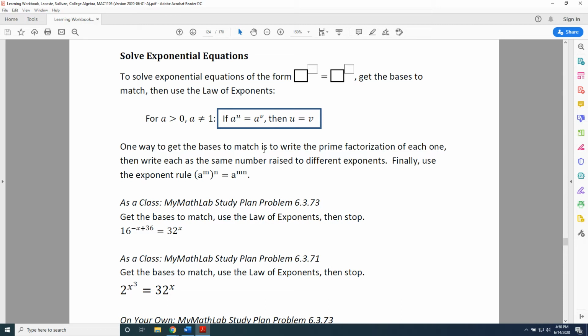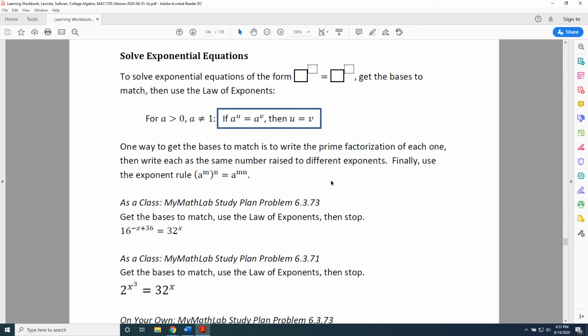One way to get the bases to match is to write the prime factorization of each one, then write each as the same number raised to different exponents. Finally, use the exponent rule: a to the m, all in parentheses, raised to the n power, equals a to the mn power.